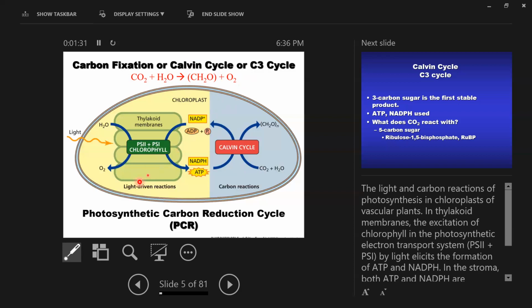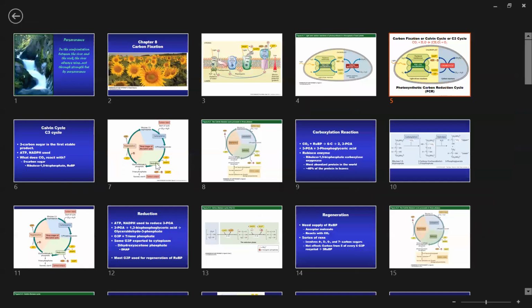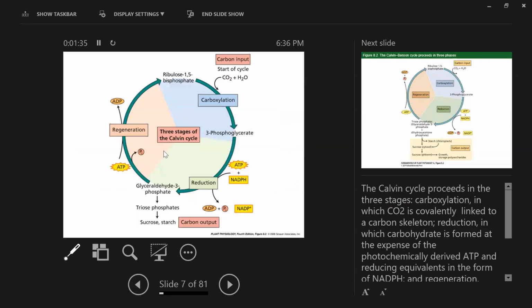So, Calvin cycle. I will be talking about this pie chart. I'll call it the pie chart if I refer to it. And here you can see there's 3 steps to it. So if I say what's happening during the carboxylation step, you've got to be able to orient your brain to, okay, what part of the pie chart is she talking about? Same with reduction, regeneration.